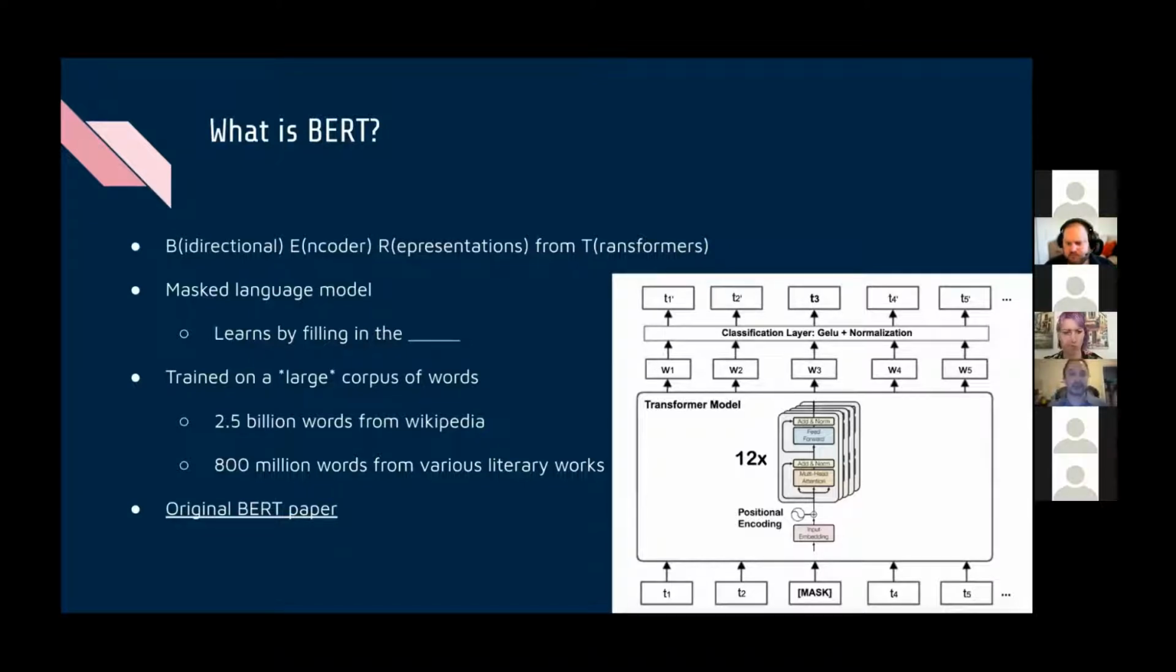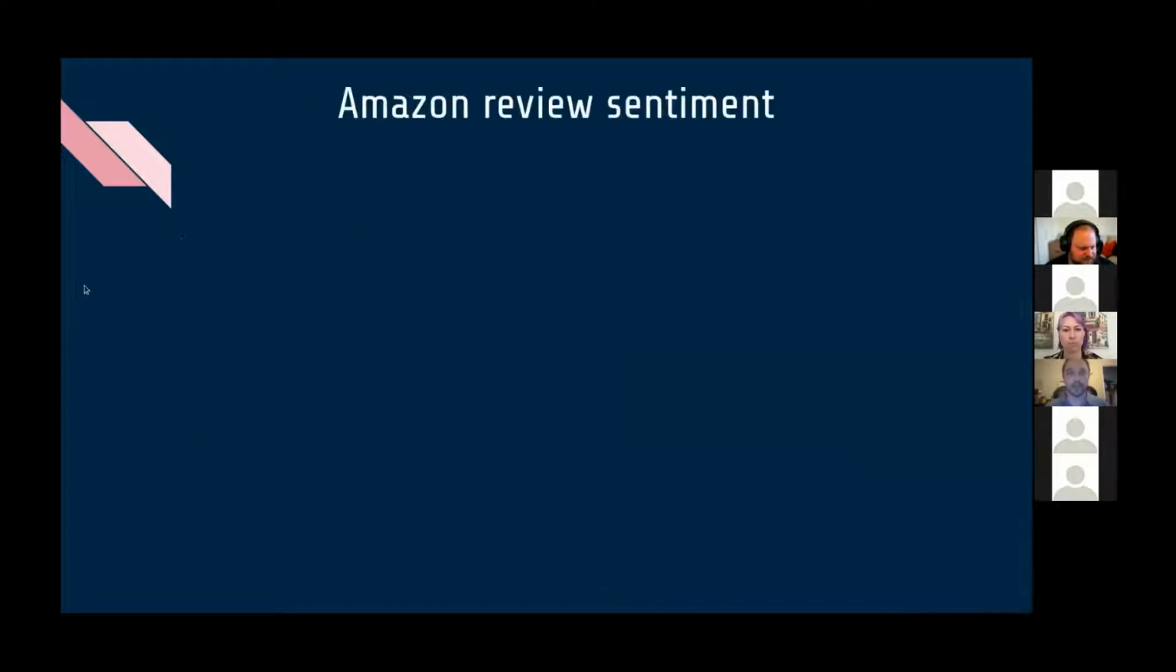I will say it's a masked language model, which means it learns by filling in the blank on the data it's being trained on, so it takes word context into account. And it was trained on a lot of word data. Pretty much any book you've read or any Wikipedia article you've read, BERT's read as well. There's the original BERT paper there if you'd like to see more about it. But with that said, let's go to our first task, Amazon review sentiment.